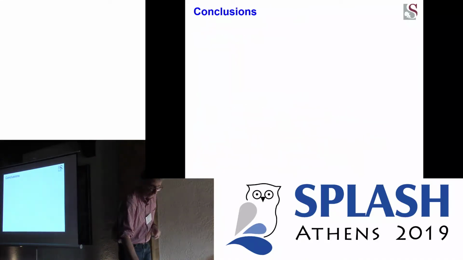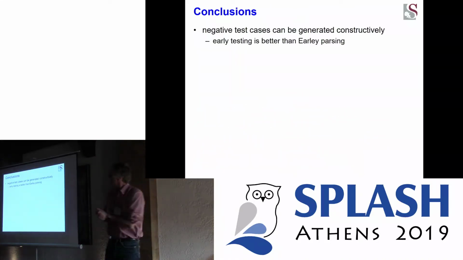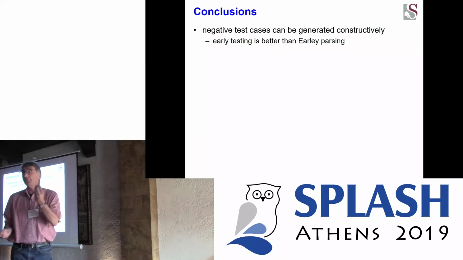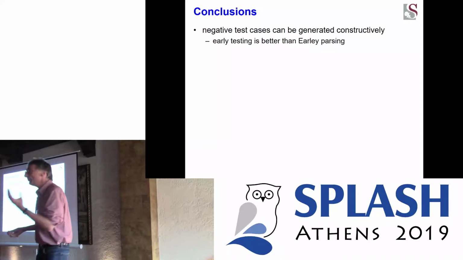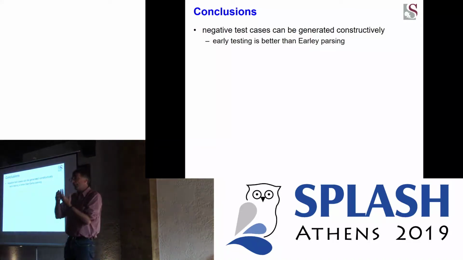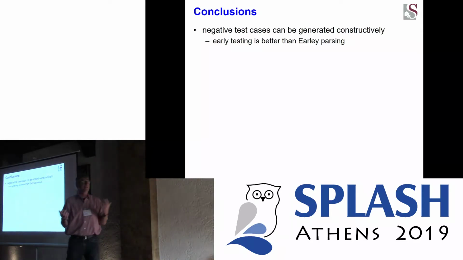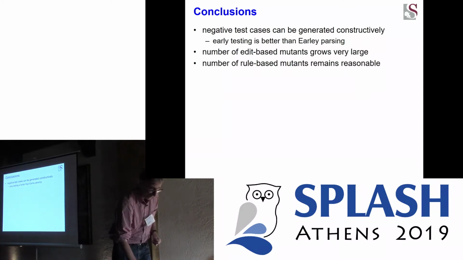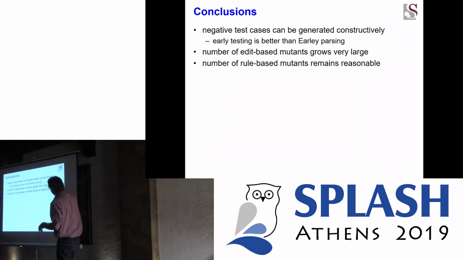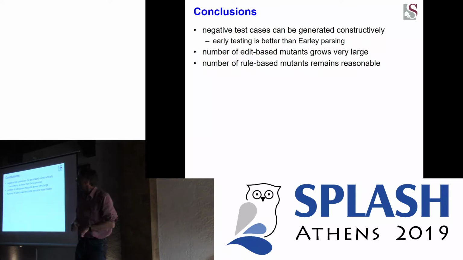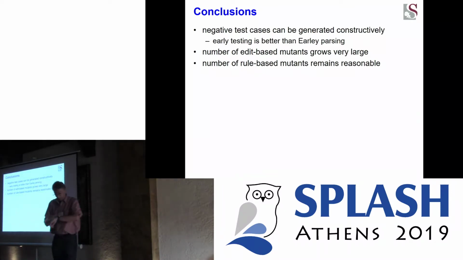So, what are the take-home messages? I think negative test cases can be generated constructively. We don't have to rely on an Earley parser from the golden grammar to figure out whether something is failing or not. We can constructively generate failing test cases. Early testing is better than early parsing, right? The number of edit-based, token-based mutants becomes too large, especially if your positive base test suite is already very large. The number of rule-based mutants remains very reasonable.